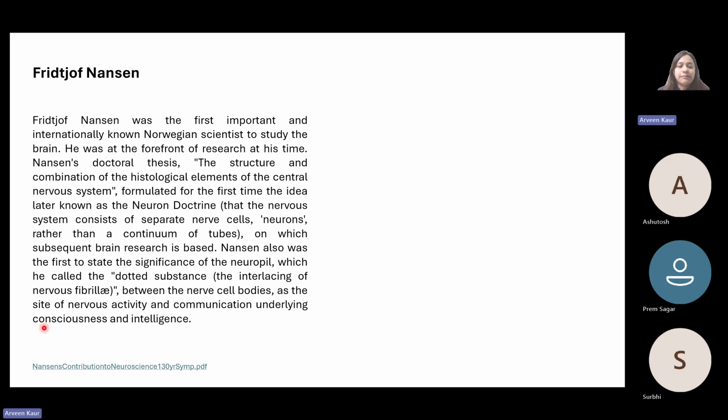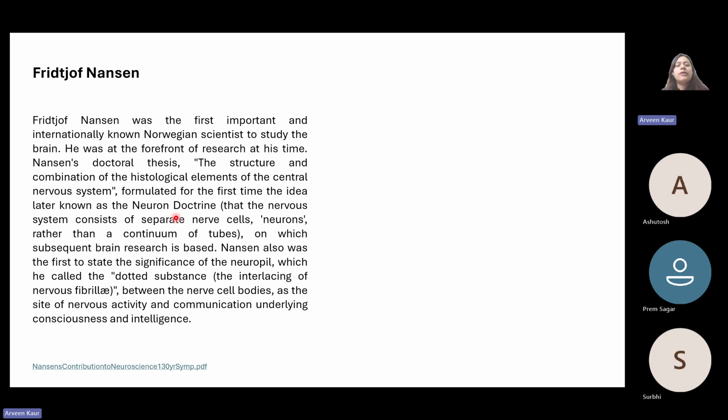But this excerpt that I have picked is from FENS Forum 20, the 130th anniversary of FENS Forum, which is the Federation of European Neuroscience Societies. On the 130th anniversary, they basically recognized Nansen again, and what they wrote about him is written over here. He was at the forefront of research at his time. His doctoral thesis, The Structure and Combination of Histological Elements of the Central Nervous System, formulated for the first time the idea later known as neuron doctrine.